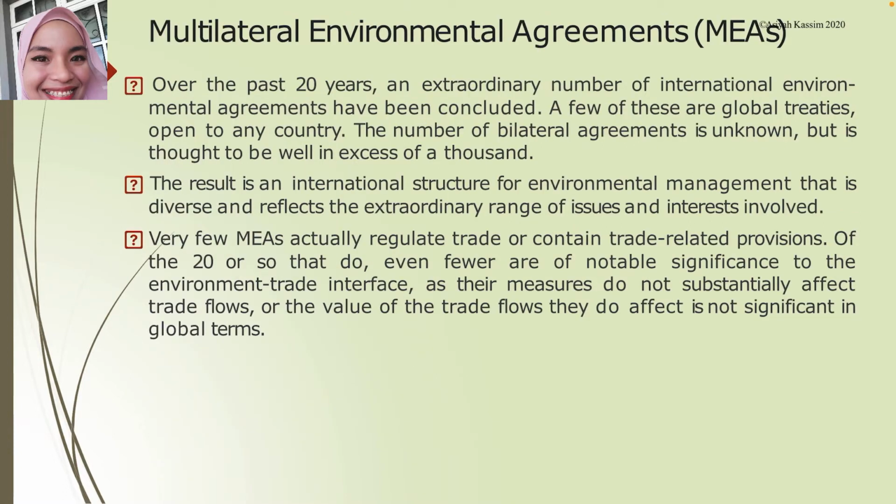So moving on, we shall look into multilateral environmental agreements. We shall first understand what is meant by multilateral environmental agreements, and there are 7 MEAs that we will take a look at one by one. Over the past 20 years, an extraordinary number of international environmental agreements have been concluded. These are a few global treaties open to any country. Very few MEAs actually regulate trade or contain trade-related provisions, as their measures do not substantially affect the trade flows or the value of the trade.